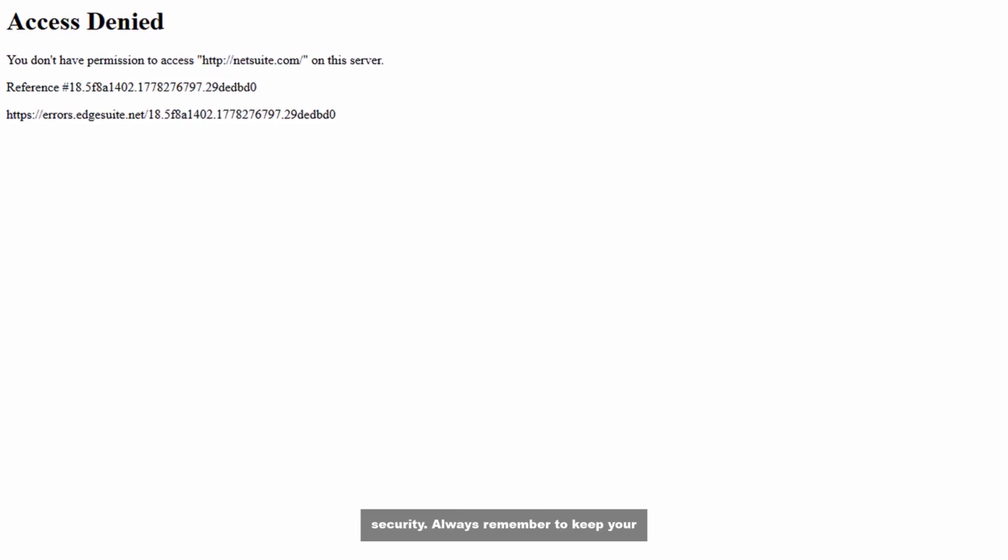By following these steps, you can successfully enable two-factor authentication on your NetSuite account, enhancing your security. Always remember to keep your authentication method secure and updated.